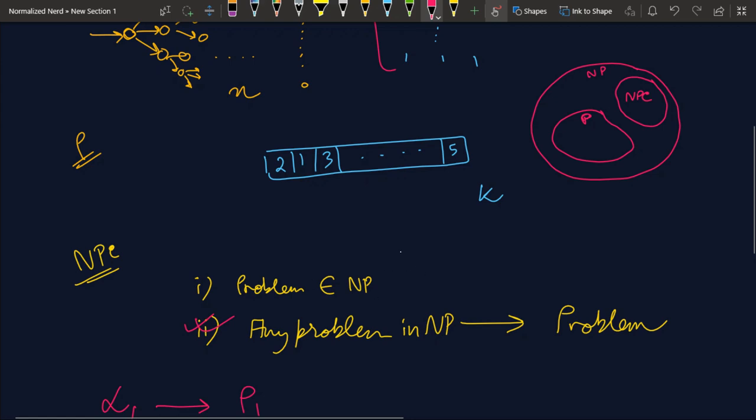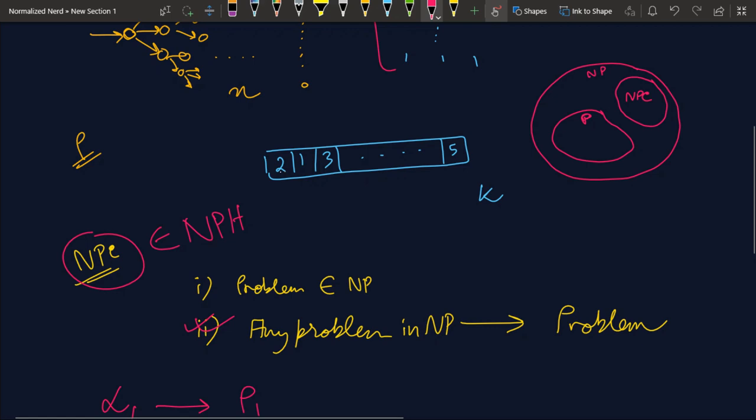So here is another interesting thing you can notice, that every NP complete problem also belongs to NP hard problem, isn't it? Because in NP complete we are checking two conditions, but in NP hard we are checking only one condition. So obviously NPC is a subset and NP hard is a superset. Well, again I am saying that it is based on our current understanding.